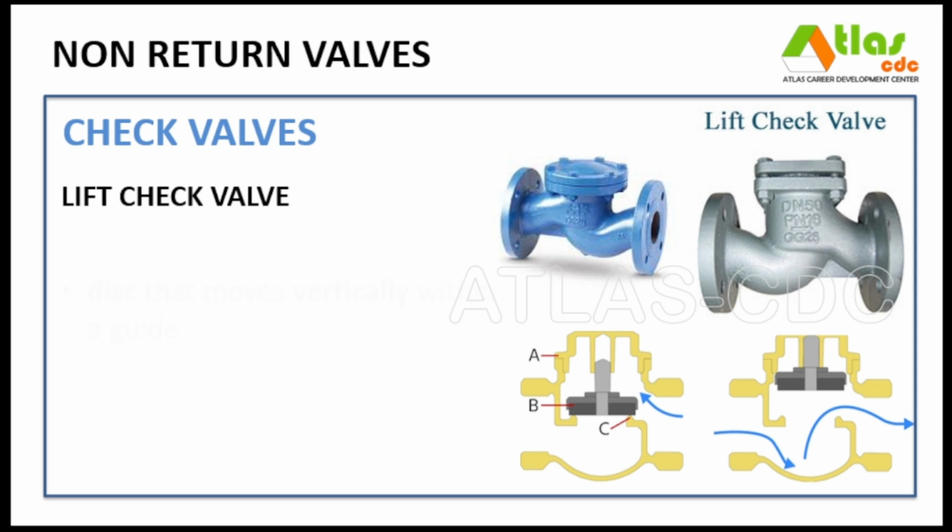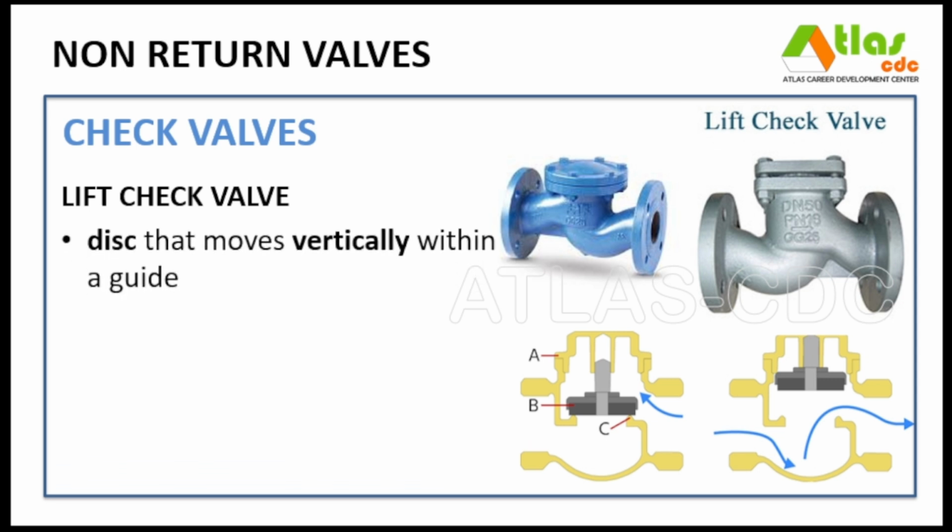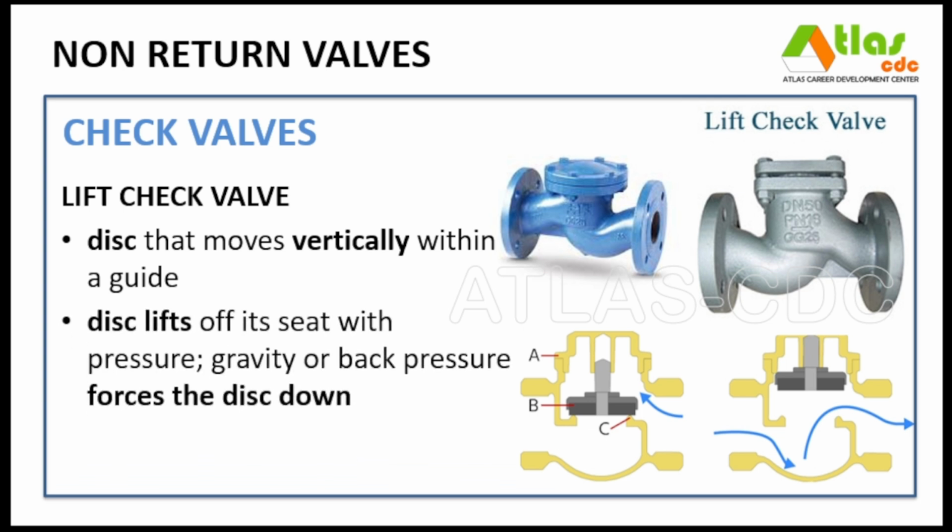A lift check valve uses a disc that moves vertically within a guide to open or close based on flow direction. When fluid flows forward with enough pressure, the disc lifts off its seat. If flow reverses, gravity or back pressure forces the disc down, sealing the valve to prevent backflow. Its function is similar to other check valves but is best suited for high-pressure systems.